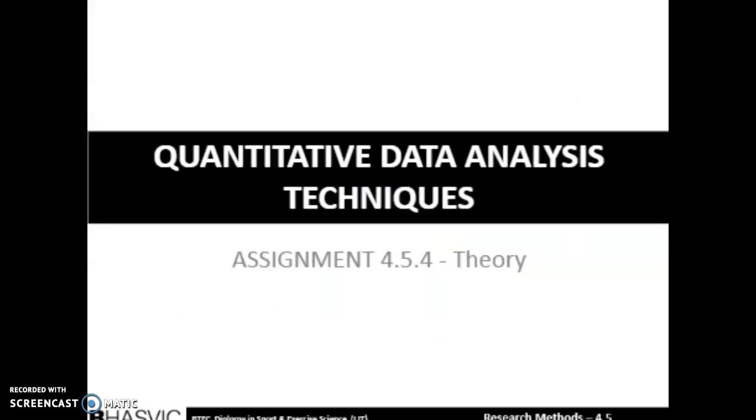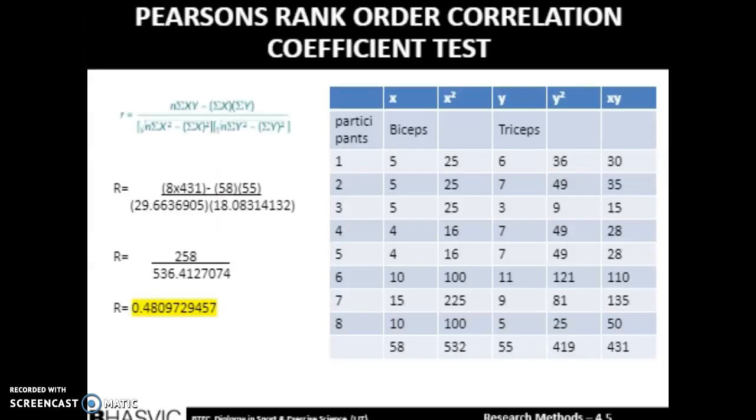Okay, moving on to the complicated bit, and going on to the statistical test. So we're going to start off with Pearson's rank order correlation coefficient test. So I'm going to go through this slowly. On the left-hand side, there's this really big complicated formula, but we're going to ignore that for a second, and we're going to look at the table on the right.